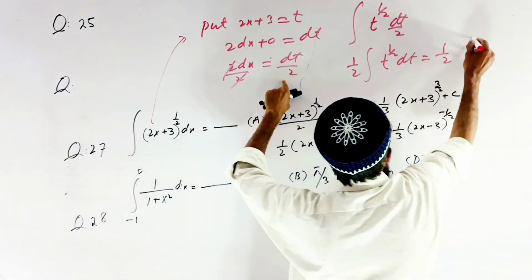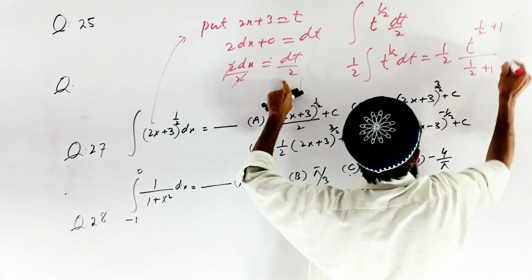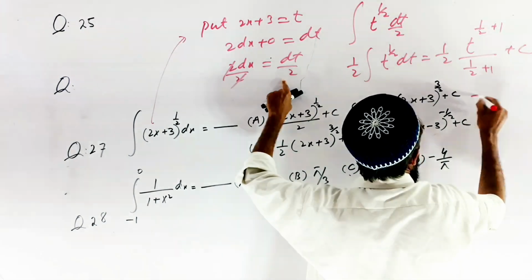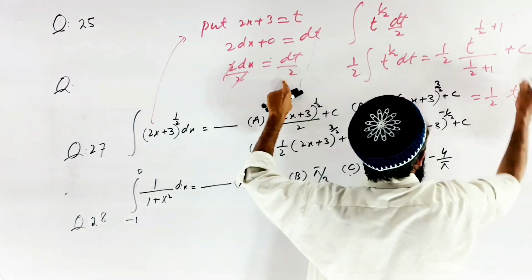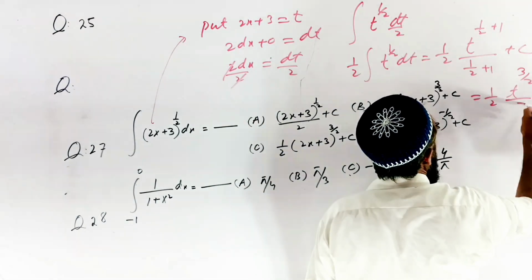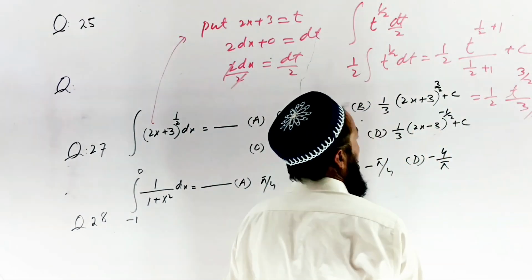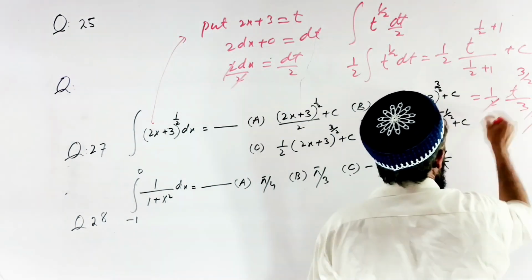Now using the power exponent rule, t power 1 by 2 plus 1 divided by 1 by 2 plus 1, plus c. So here we have 1 by 2, we take the LCM, we get here 3 divided by 2, and 3 divided by 2, plus c. So now look here, this will be cancelled to each other.